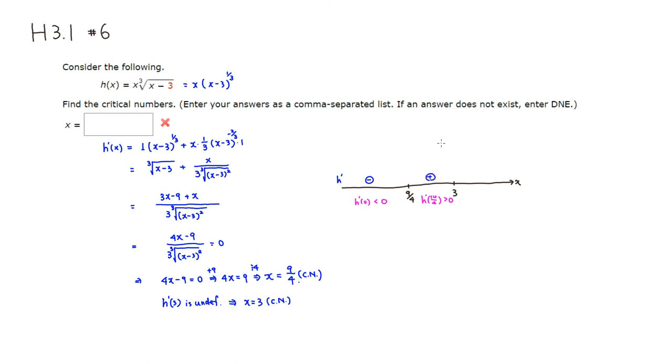Then we can try anything bigger than 3, so h prime of 4. 4 times 4 minus 9 is definitely positive, so we have a positive sign there. So it looks like it's going to be decreasing on the interval from negative infinity to 9 over 4.